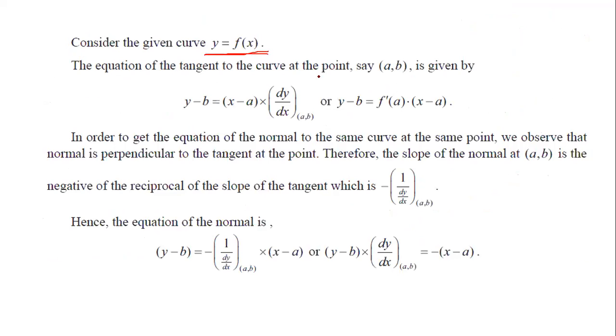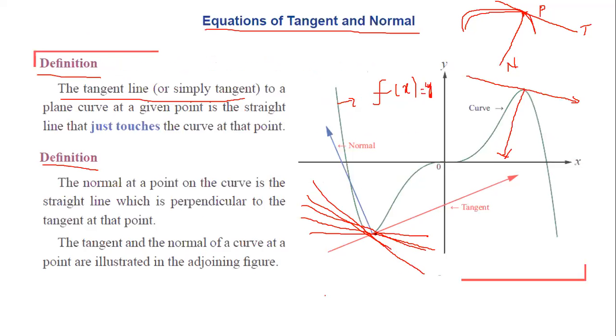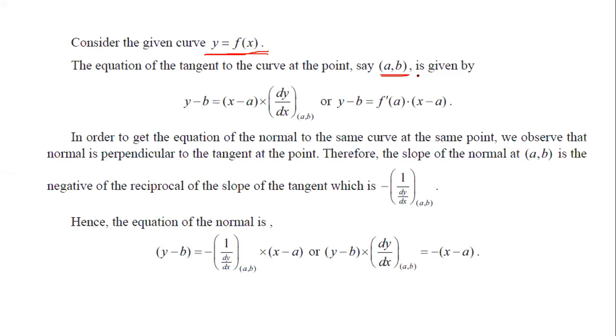The equation of the tangent to the curve at the point a comma b. If you are taking one point a comma b here, that is the point. Then the tangent is given by y minus b equal to x minus a into dy by dx at the point a comma b, or y minus b equal to f dash of a into x minus a. So this is one more definition to find the tangent of the curve at the point a comma b.